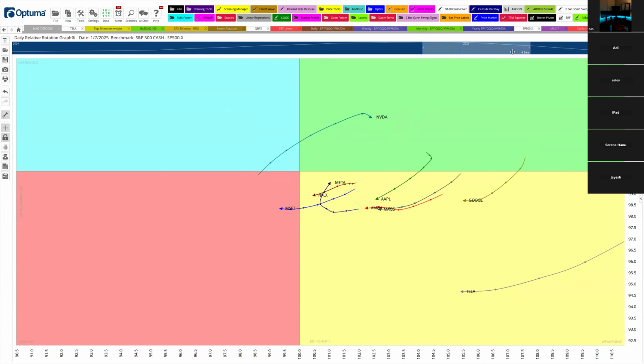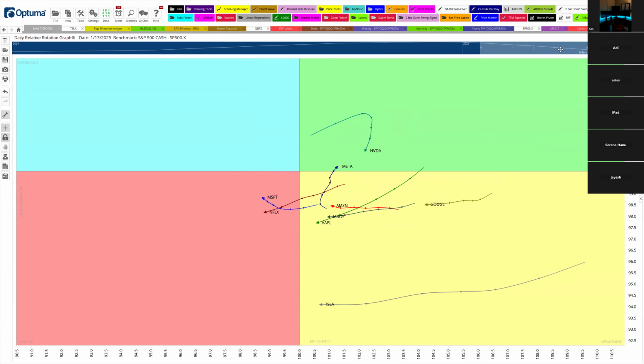So look, all the other ones are... Look how Tesla is going. See how Tesla is so far away from the benchmark? Tesla just keeps coming down, down. Meta just went up. Now Meta is just kind of goofing around here because of all the TikTok news.